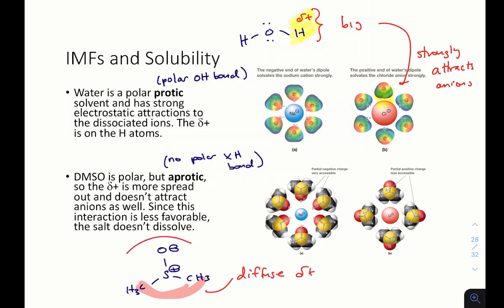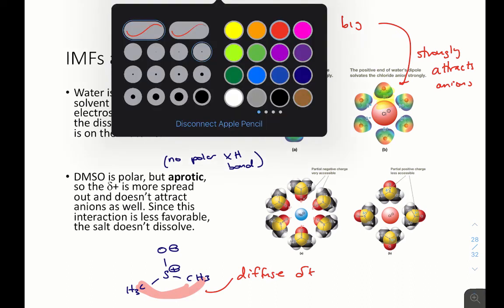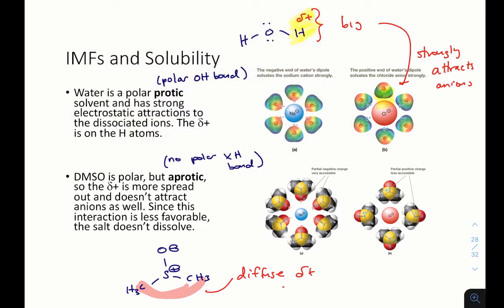Now, sorry, I draw this molecule like an inorganic chemist. Don't worry about the fact that I'm drawing a single bond and this is a double bond. Let's not worry about it. But just stay with me. This is a diffuse partial positive here. It's spread out on all these atoms. And because of this, you're going to have a weaker attraction to anions. So we can draw it, but there's a much weaker attraction to anions here.